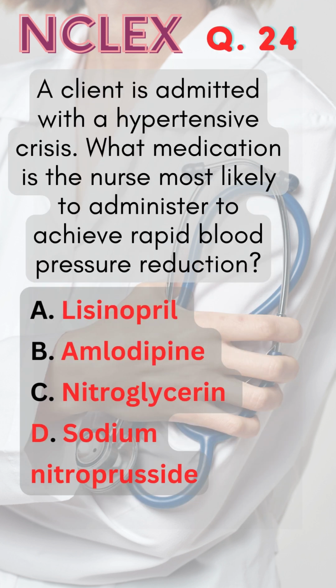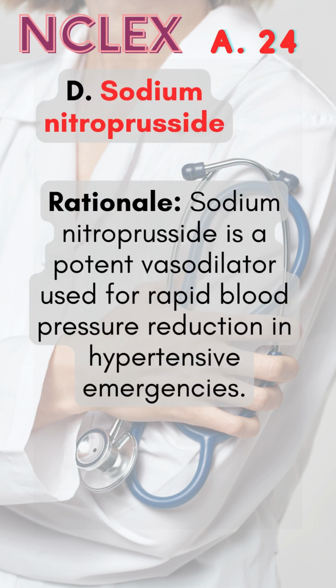Question. A client is admitted with a hypertensive crisis. What medication is the nurse most likely to administer to achieve rapid blood pressure reduction? A. Lisinopril. B. Amlodipine. C. Nitroglycerin. D. Sodium nitroprusside. Answer. D. Sodium nitroprusside. Rationale. Sodium nitroprusside is a potent vasodilator used for rapid blood pressure reduction in hypertensive emergencies.